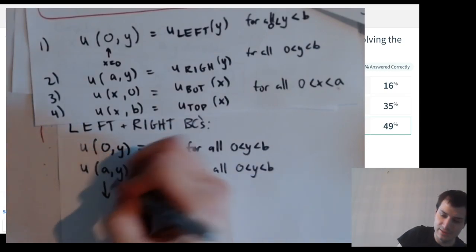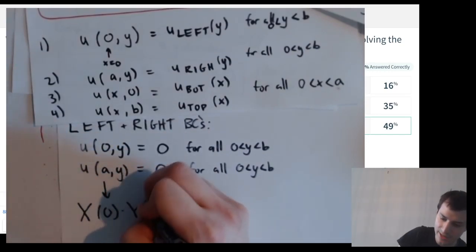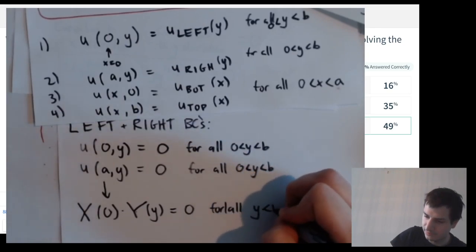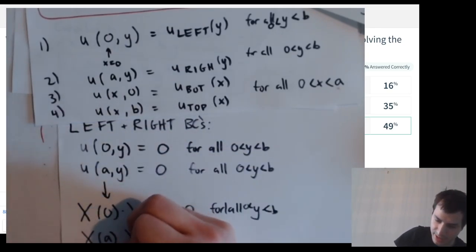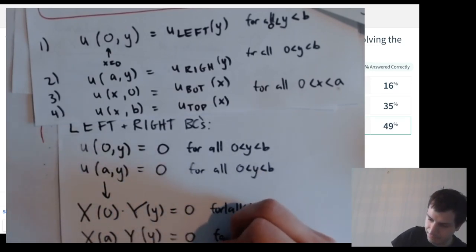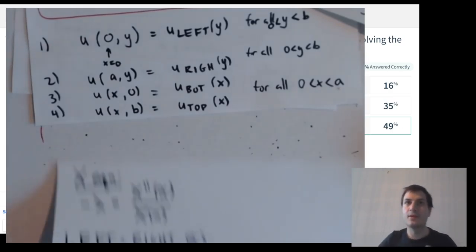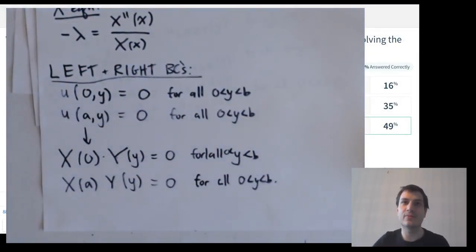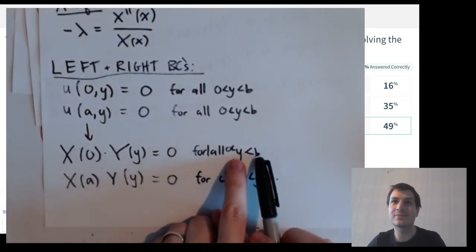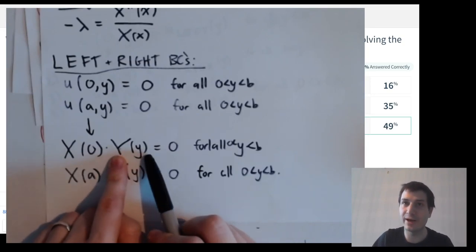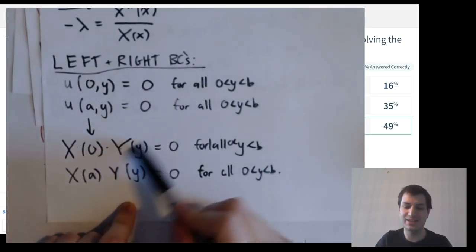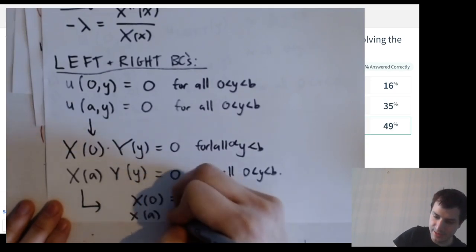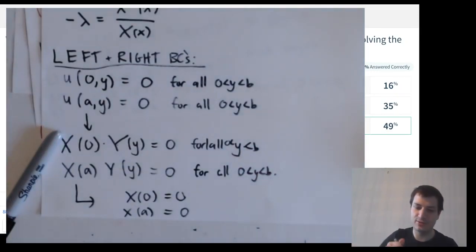And because of our ansatz, this X, Y ansatz, that means X of 0 times Y of Y is 0 for all Y. And X of A times Y of Y is 0. So that's what we end up with. The left and right boundary conditions are telling us that these things are always 0. And we're always multiplying by Y of Y, but Y of Y is some arbitrary number, so this thing can't possibly be 0 everywhere. If it was 0 everywhere, that'd be the 0 solution. So we can cancel out this Y of Y, and what we end up with is that X of 0 equals 0, and X of A equals 0. And that is the important point we're going to use.